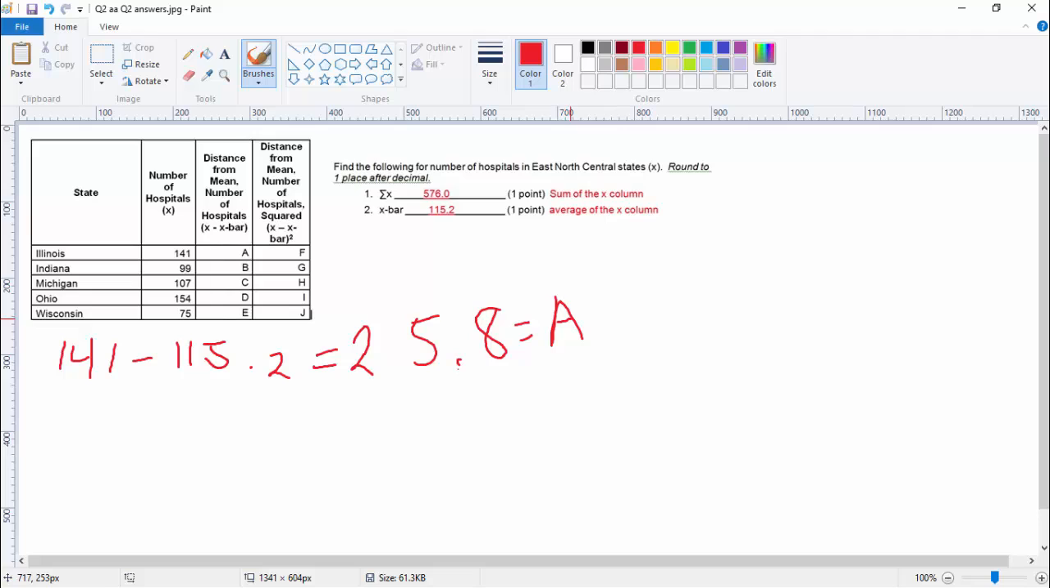So let's do B. What do we do for B? So we'll do 99 minus 115.2. You see where I'm getting that? I'm getting that from up here, right? I don't even need the sum of x anymore. I needed that to get an x bar.